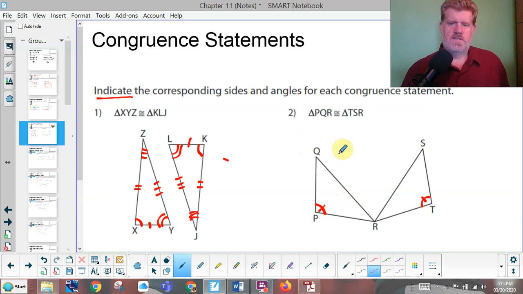Q and S are the same. So we do a little arc, and I put 2 marks in it. That's S, 2 marks. And then R and R, not the same angle, but coming from the same point, are equal. 1, 2, 3. That's how you would mark those. Okay?